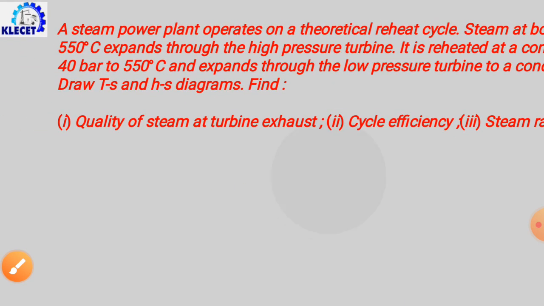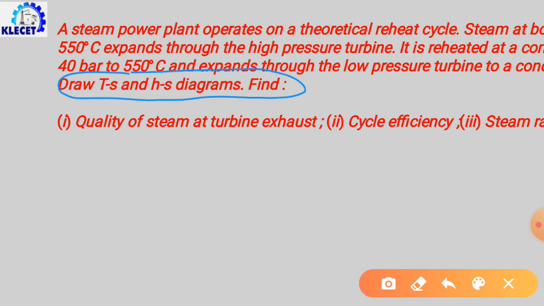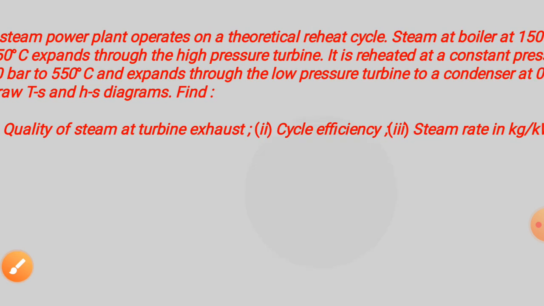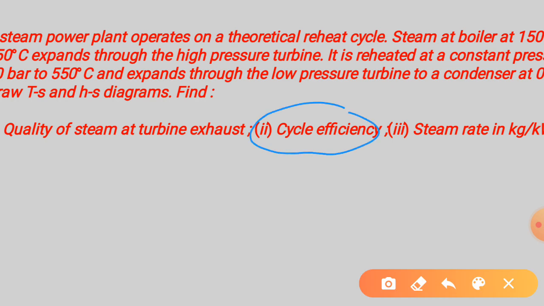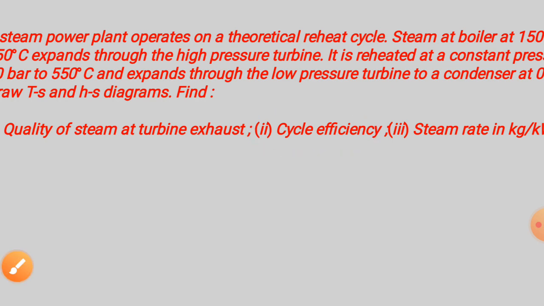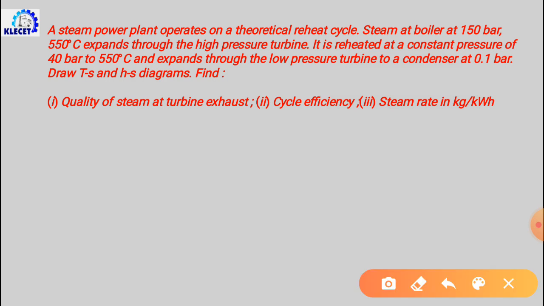So then again, we need to draw the TS and schematic diagrams, and also we need to find the quality of steam at the turbine exhaust, that is the first part. Then we need to calculate the cycle efficiency. Then again, the steam rate, that is, at what rate the steam is flowing in terms of kg per kilowatt hour. So first let us start solving this problem.